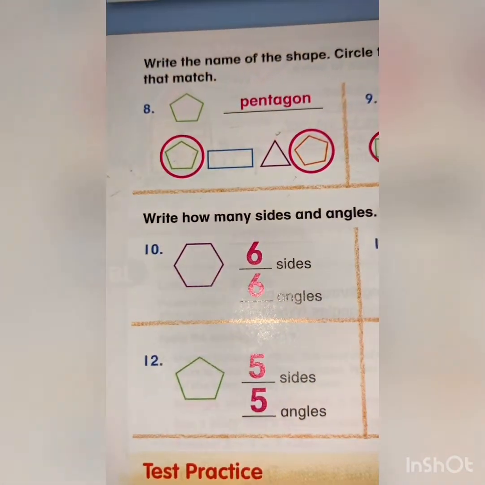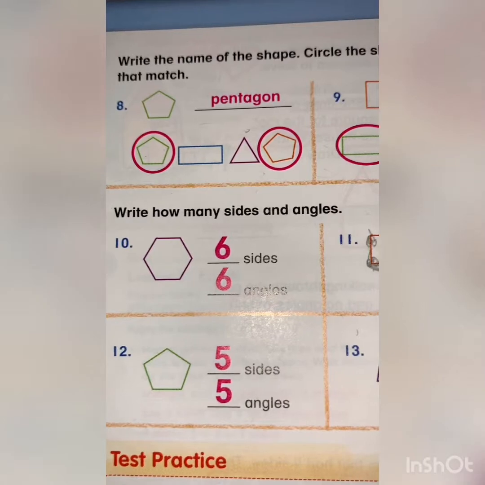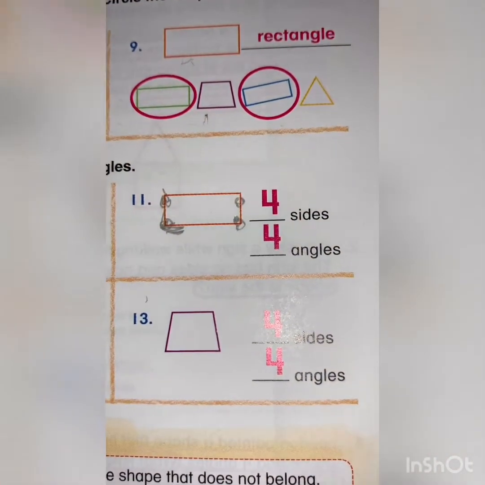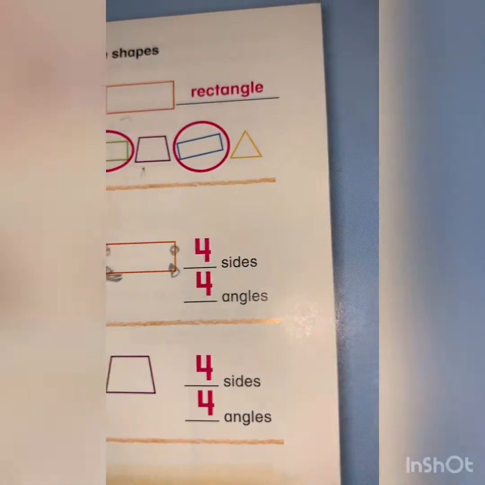Concerning 12, yes, this is our pentagon, 5 sides and 5 angles. And here number 13, yeah, this is our trapezoid, and I have 4 sides and 4 angles.